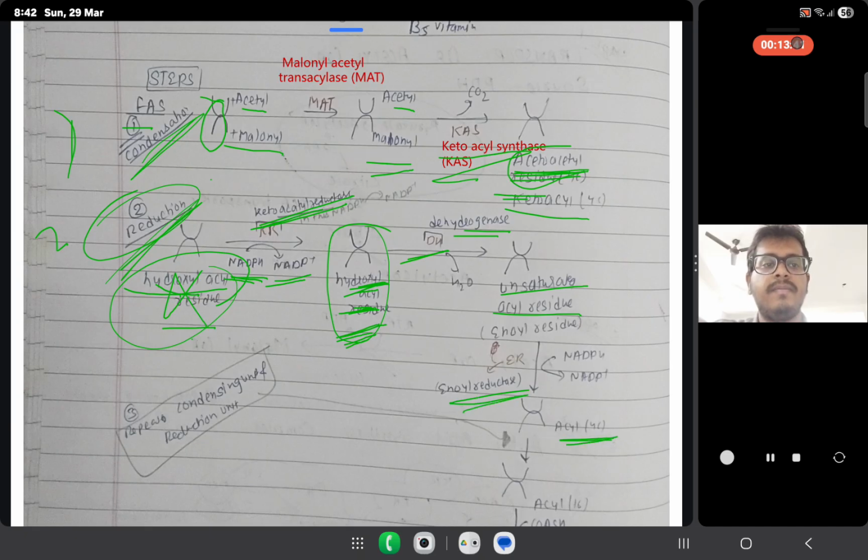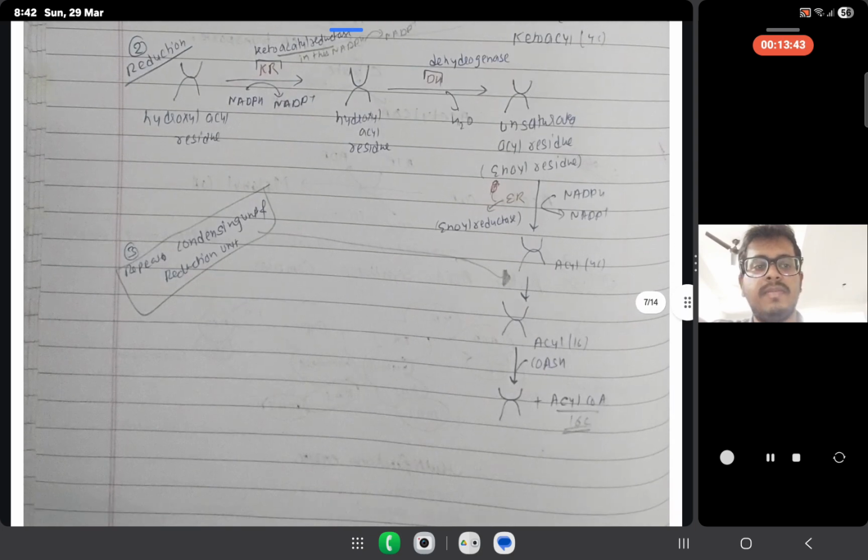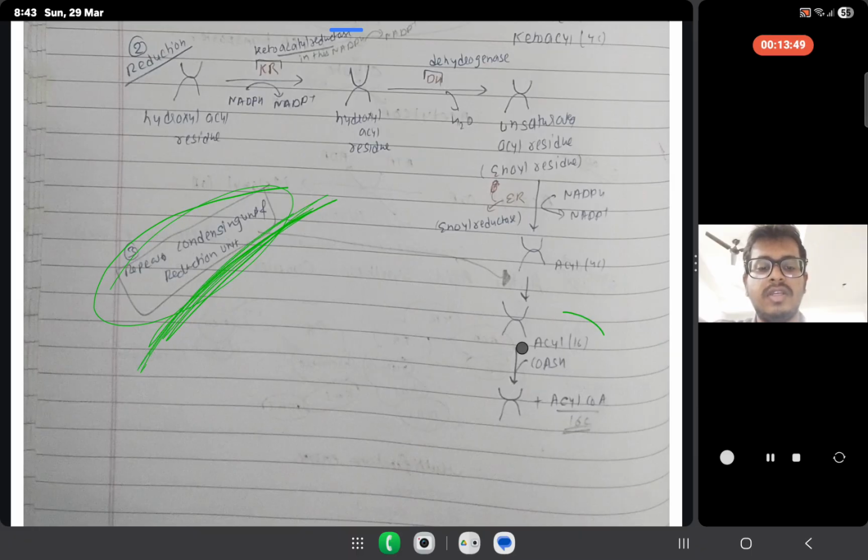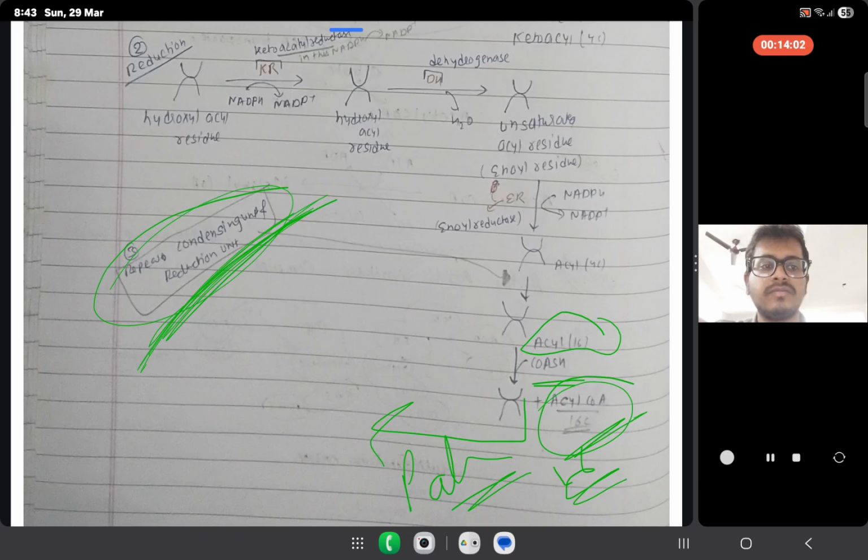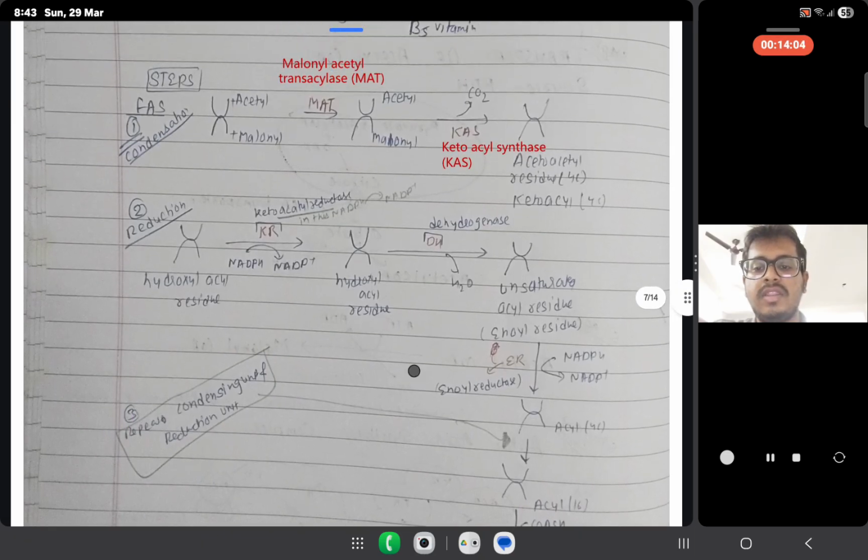a 4 carbon acyl compound. And then the condensation step is repeated multiple times. It is converted to a 16 carbon compound, and in the presence of thioesterase the acyl coenzyme A is removed. What is that 16 carbon compound? Palmitic acid is formed. So you have to write this only in the exam.